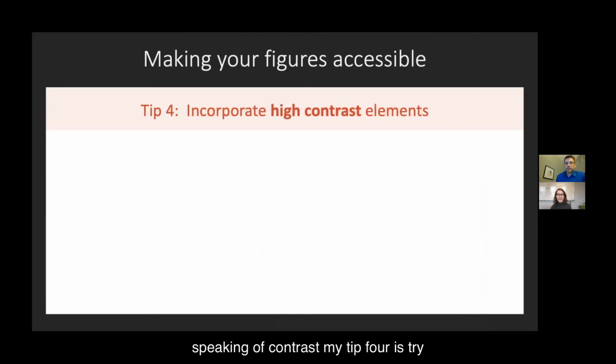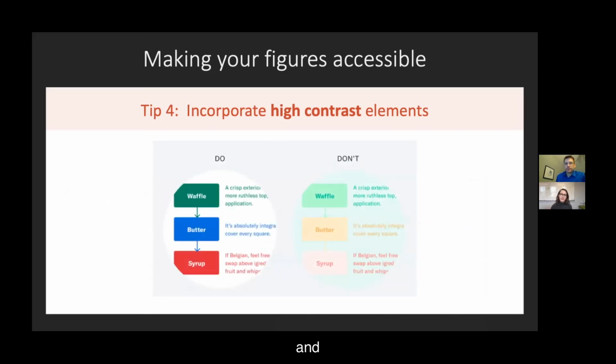Speaking of contrast, my tip 4 is to try to incorporate high contrast elements. You can do this in a couple of different ways, but one very effective way is with color. Here's an example on the left where the colors used are highly contrasted with the white background. Or if you want to have white text on a color, the contrast there is very high. On the right side, the color contrast between the background and the foreground is a little bit more muddy, so it's a little harder to distinguish between the two.